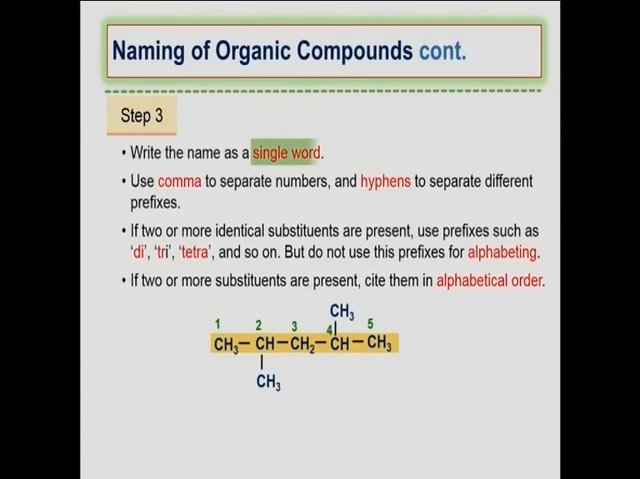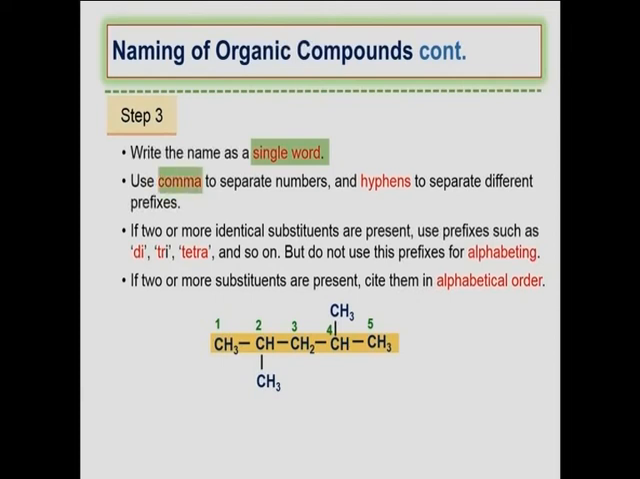So step 3, while writing down the names, you need to write the names as single words, unlike our names. For example, how do we write our names? For example, Tashi, Tobden, Choden, we write separately, but as per IUPAC, you have to write them together as a single word.